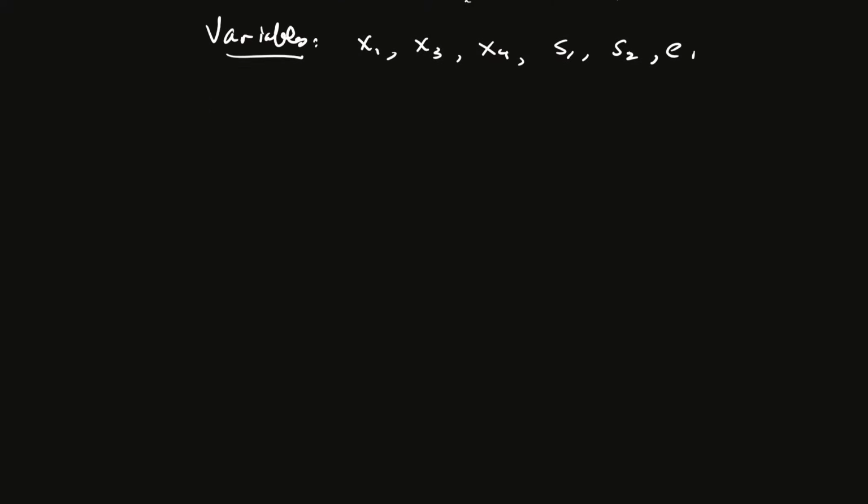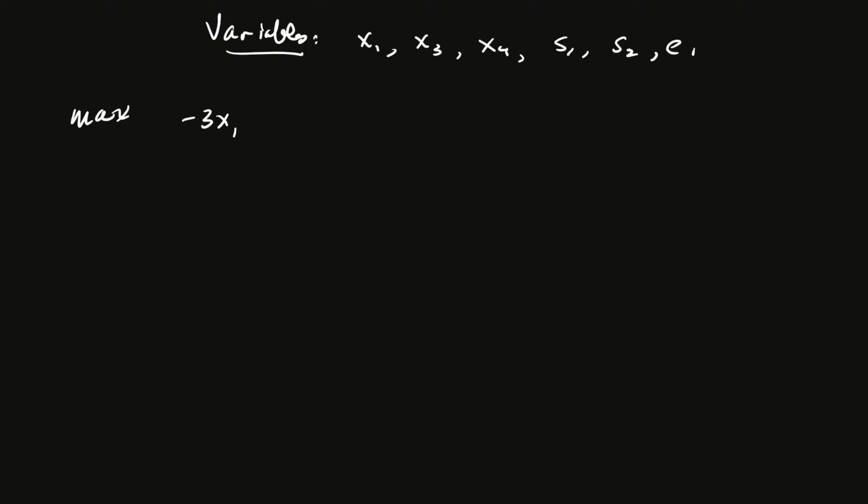Okay, so now we have max. Now remember, I've got a bunch of new variables up here. So it was going to be minus 3x1 plus 4x2, but in place of x2, I'm going to have x3 minus x4. And then just for clarity here, this is going to be plus 0 s1 plus 0 s2 plus 0 e1. Oops, I should put these in order of appearance: 0 s1 plus 0 e1 plus 0 s2. Very good.